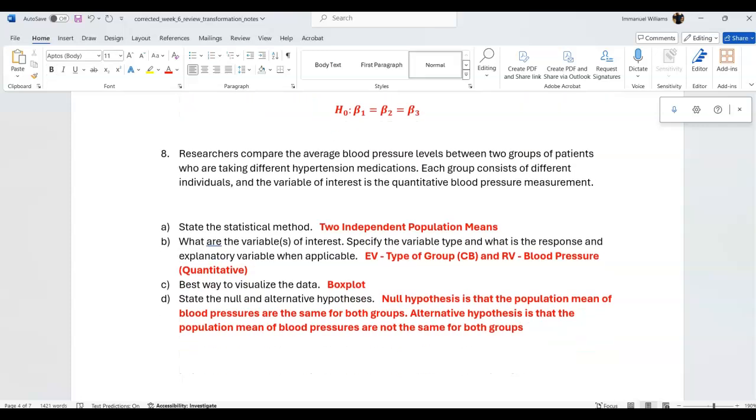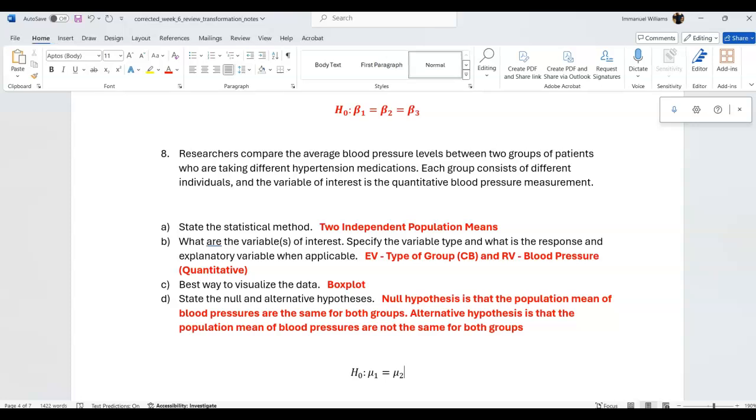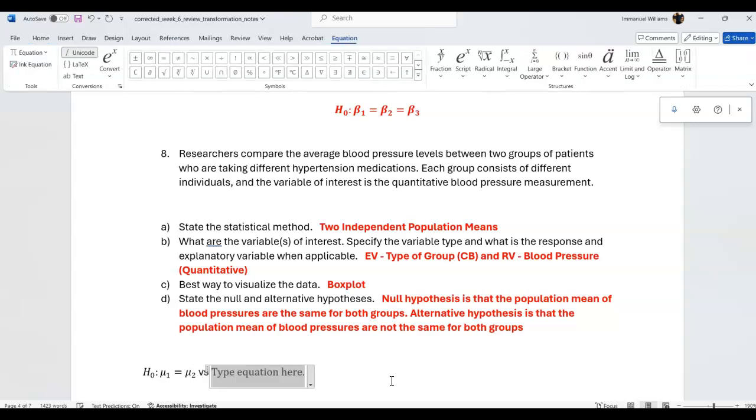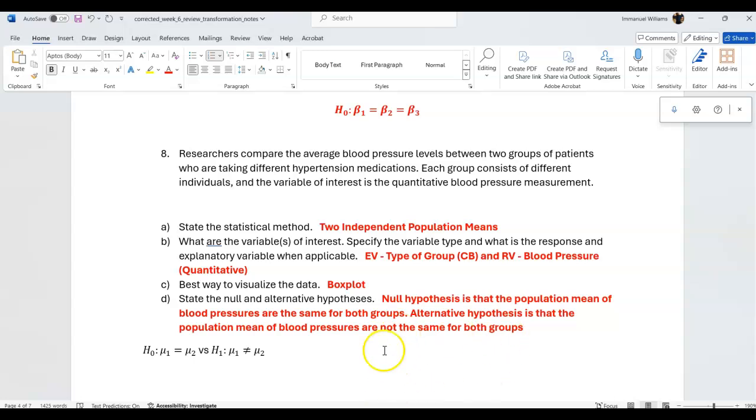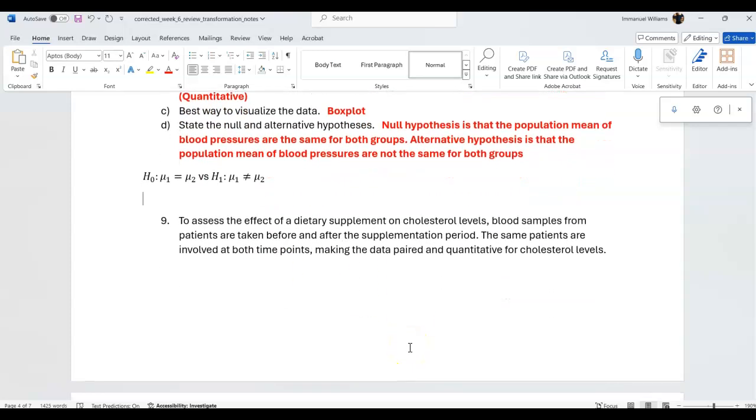And then we write this in symbols. That would be that mu 1 is equal to mu 2, versus the alternative that mu 1 is not equal to mu 2. That's the alternative. Okay, great. Alright. Continue on. Last question of this particular series. Then we can jump into something new.